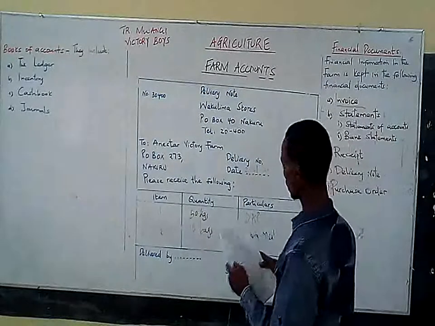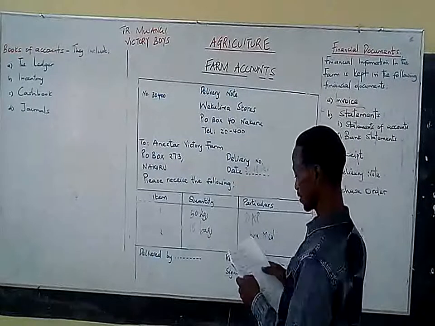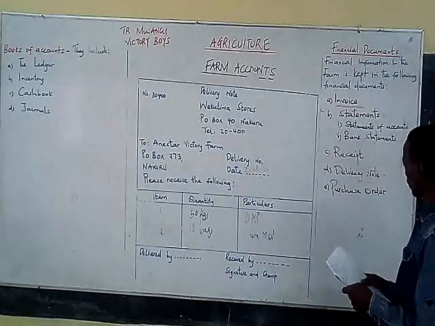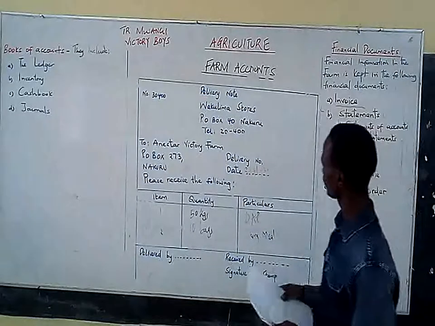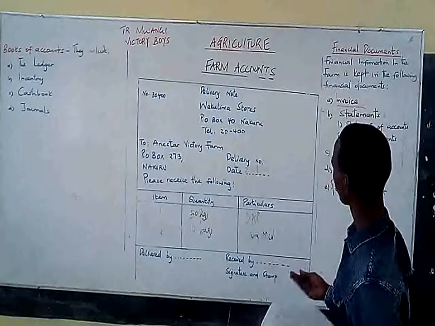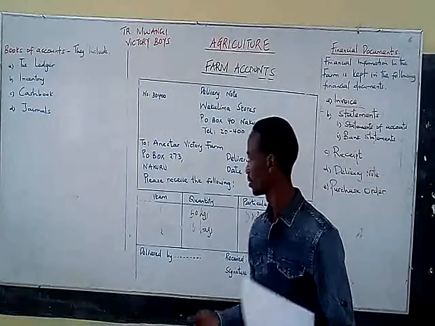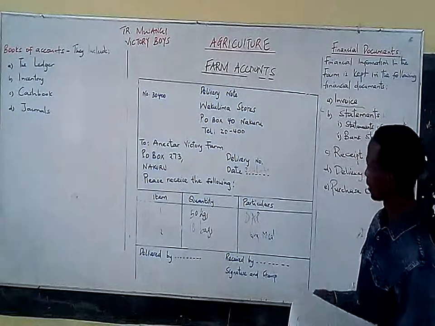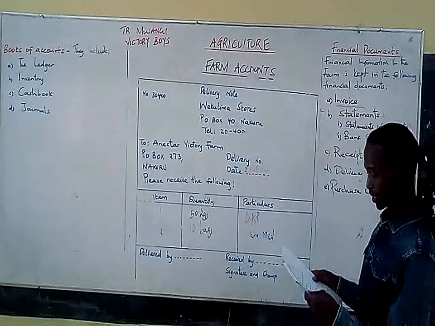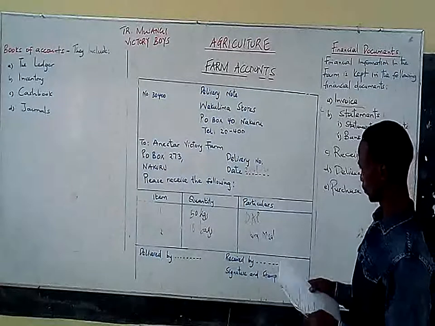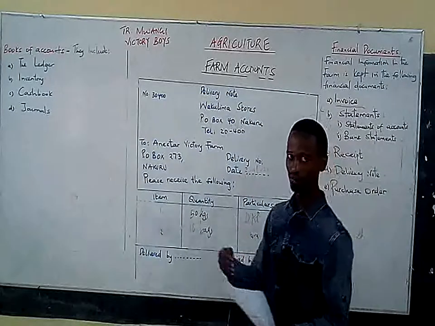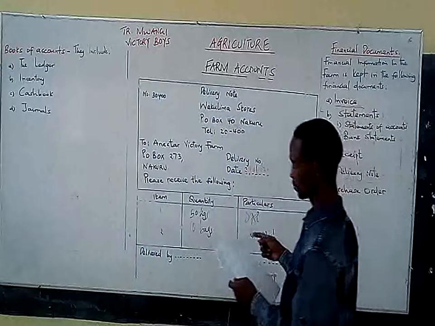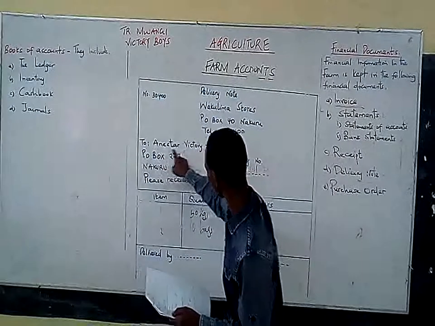Then the next item on our delivery note is the means of delivery. How are the goods delivered to the farm? In this case, if the mode of delivery was through a pickup, or it was delivered by a tractor or by a lorry, that will be indicated. Then we have the recipient of goods. When the goods were delivered to the farm, the person who received the goods is the recipient, and our recipient here is Ernest Victory Farm.